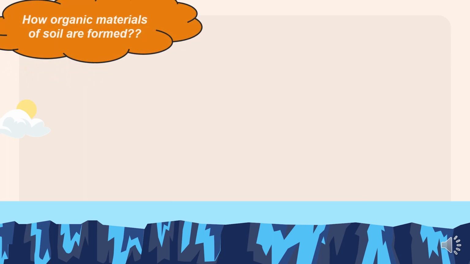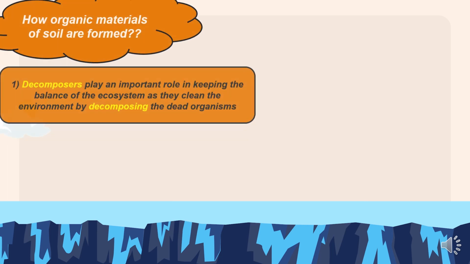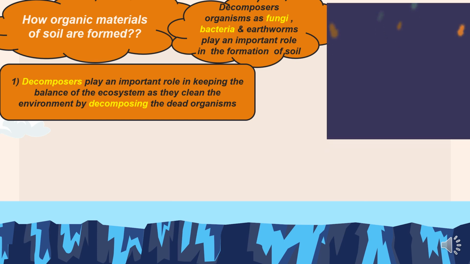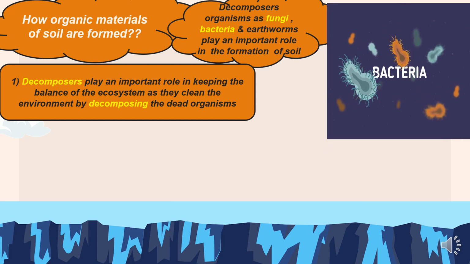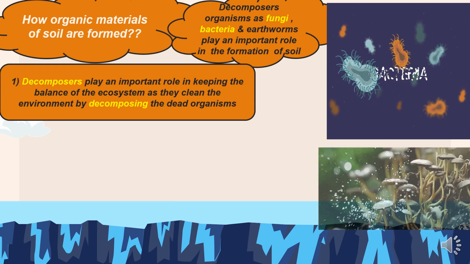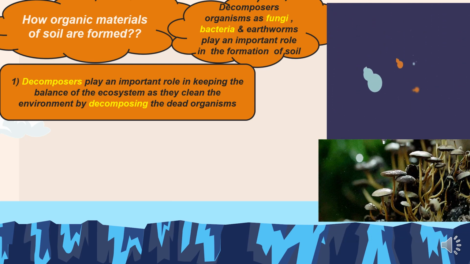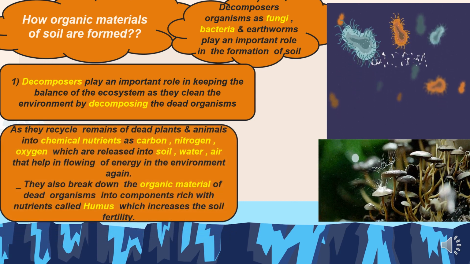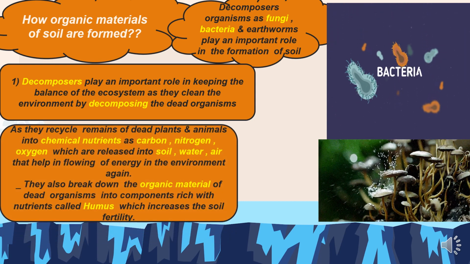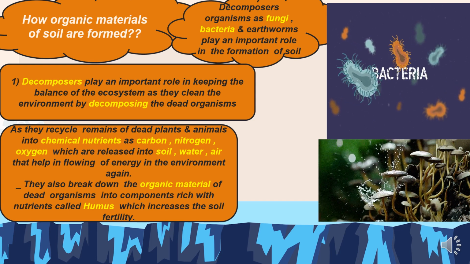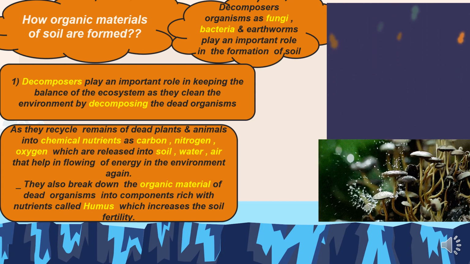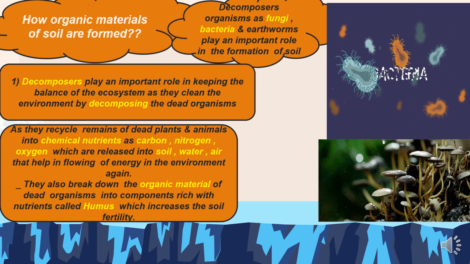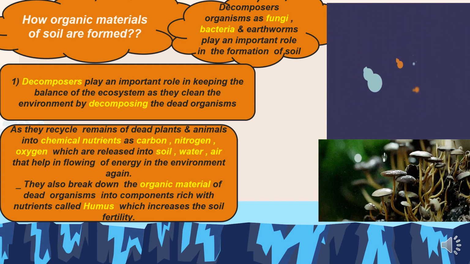And now, primary 6, let's see how the organic materials of the soil can be formed. First of all, I'm going to find that the most important factor in the formation of organic materials which form the soil are the decomposer organisms, primary 6. Decomposer organisms are living organisms which can't be seen by your naked eye. They are present inside the soil as number 1, fungi, bacteria, and earthworms, as they play an important role in the formation of soil.